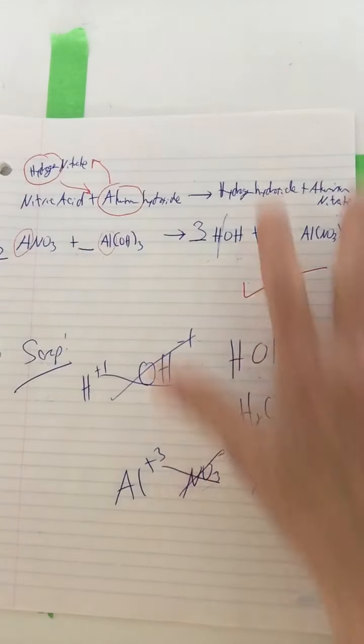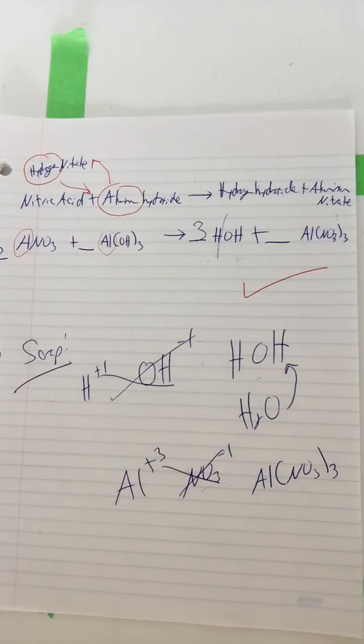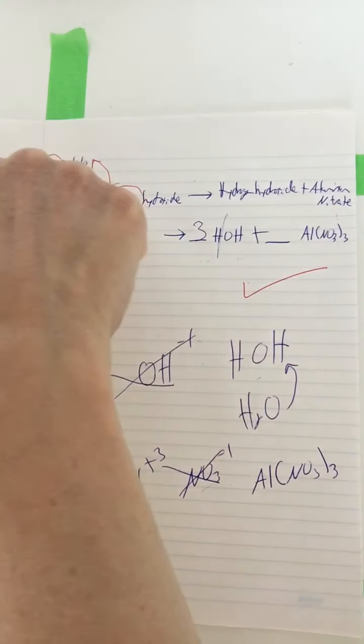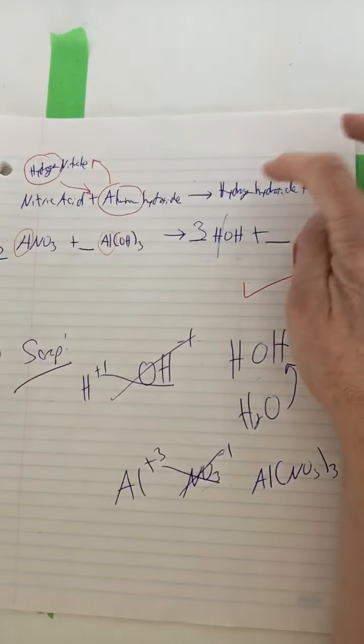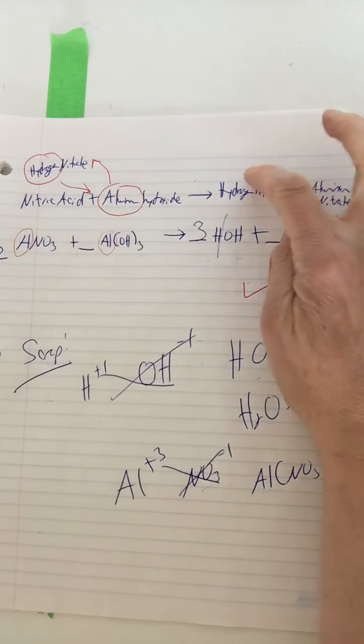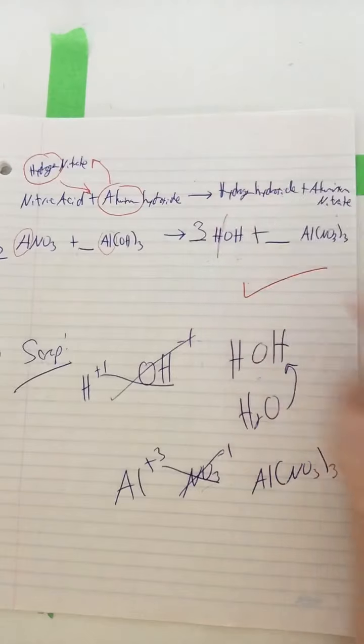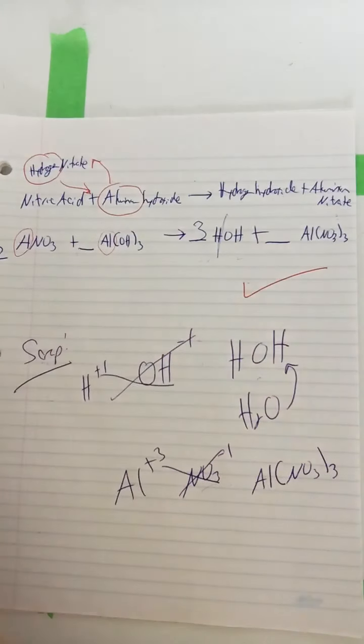Okay? So this is called a neutralization reaction because we ended up neutralizing an acid and a base, and in a neutralization reaction we get water, which is hydrogen hydroxide. So that's an example of that. That's on your PowerPoint.